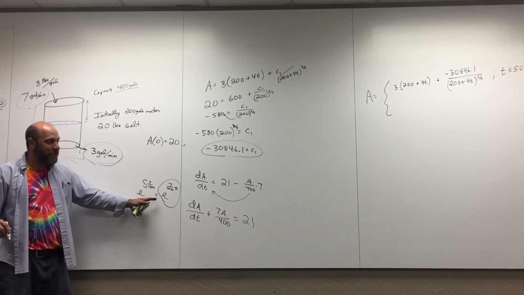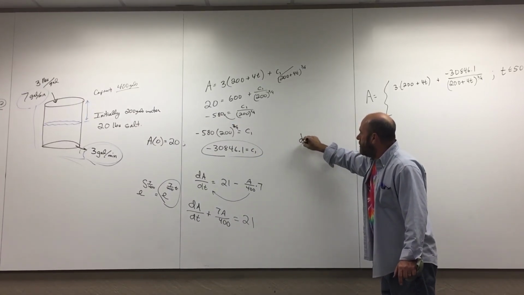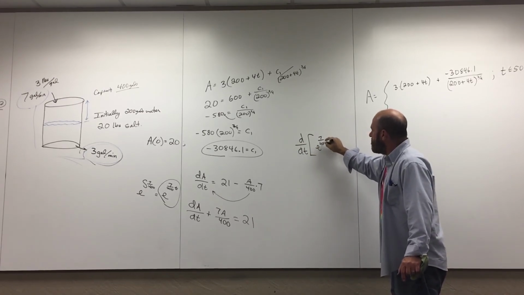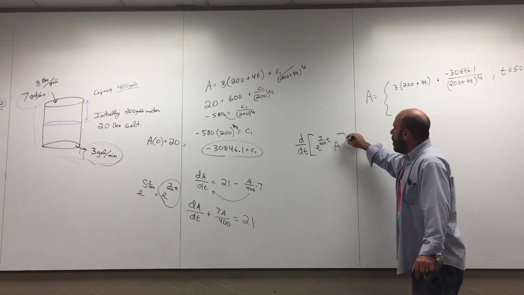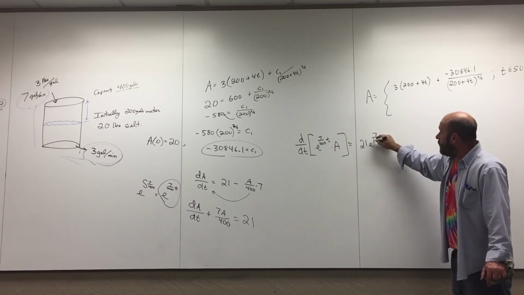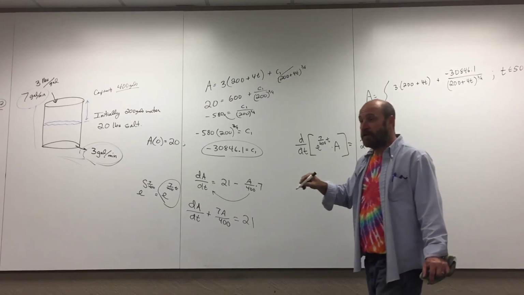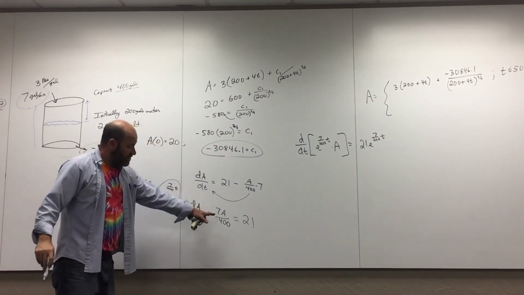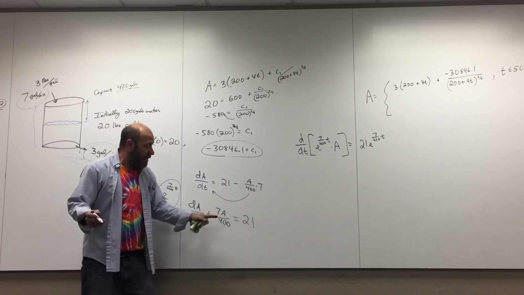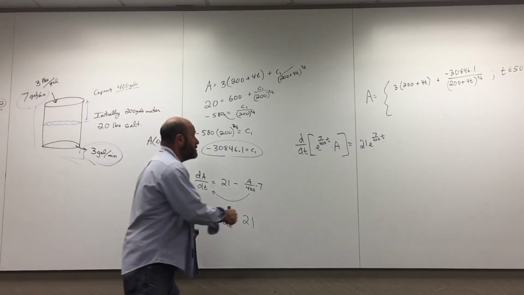What do I do with that? Multiply through by it. After I multiply through by it, the left-hand side becomes the integrating factor times A. On the right-hand side, I get 21 times e to the 7 over 400 t. It shows up on this side, but then that's automatically that product rule, so I automatically do that, and then it shows up on the other side. Then I integrate both sides.